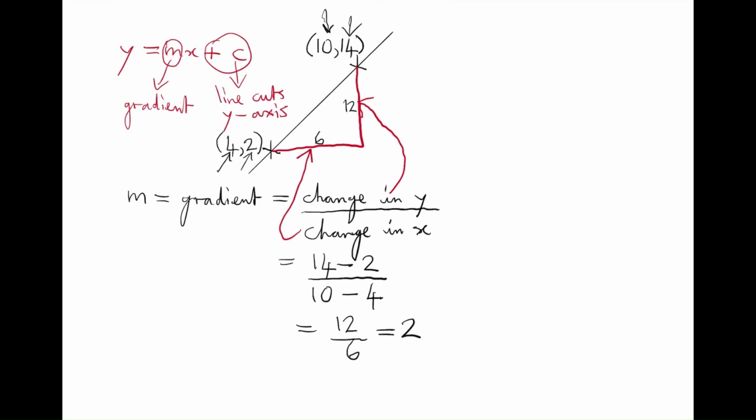Now that we know the value of m, we can put that into the equation y equals mx plus c, and we now know that in this question y will be 2x, because the gradient is 2, plus c, which we still have to work out.